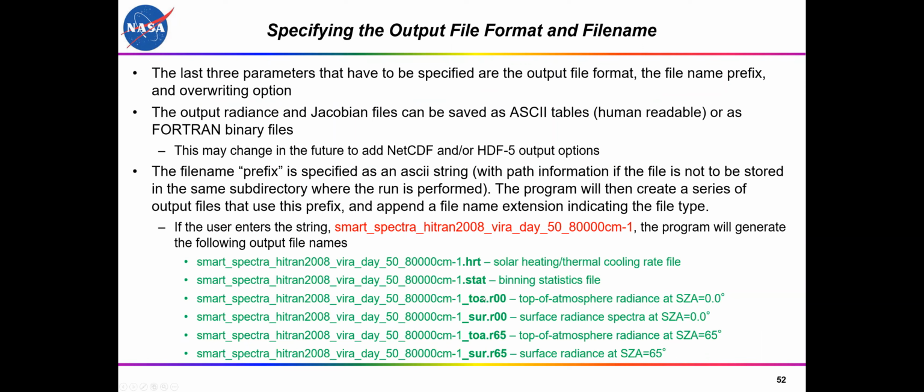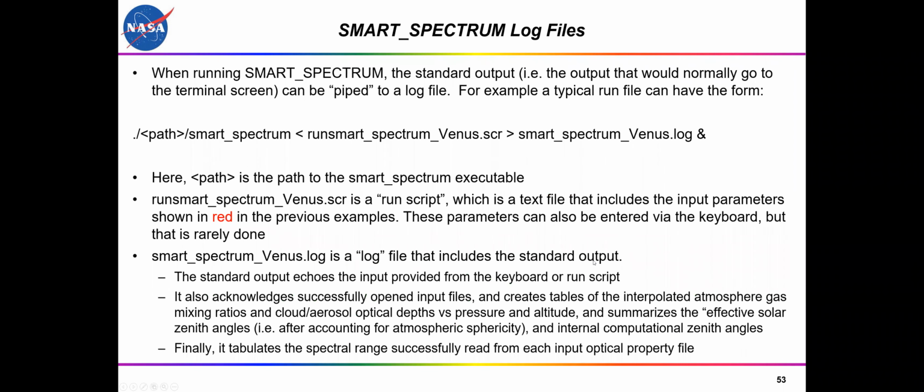It then generates a bunch of files. This is a top of atmosphere radiance file. It's for solar zenith angle 0. This is a surface radiance file for that solar zenith angle. This is a top of atmosphere radiance file for this solar zenith angle 65 degrees. This is a surface radiance file for this solar zenith angle. Get the idea? So it generates a whole bunch of output files based on this input file root that you gave it, and that way you can find all of your output files. It asks you other things like whether or not you want to overwrite files if they already exist, things like that, as well as you run forward.